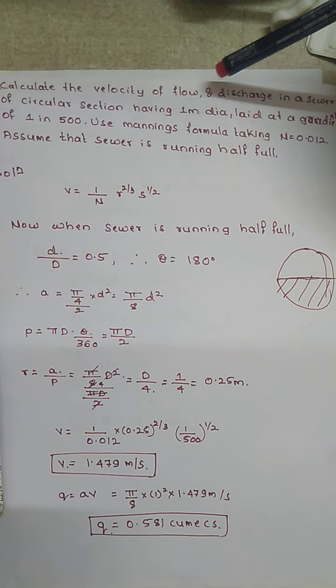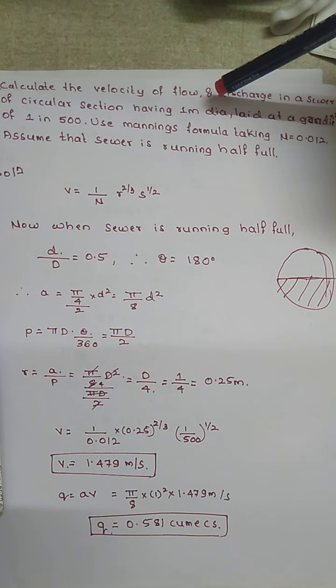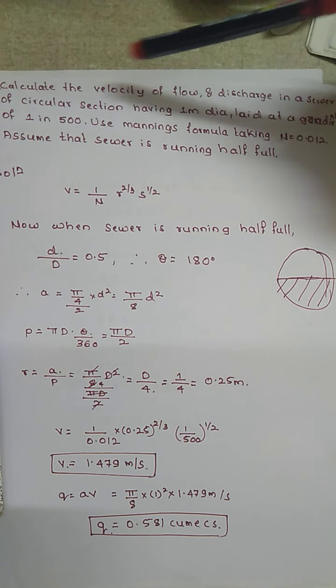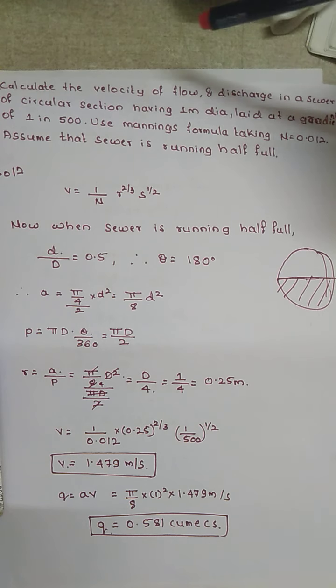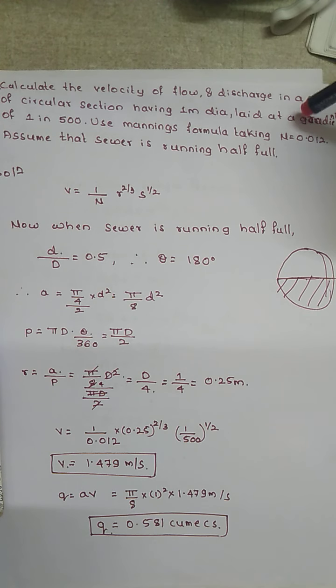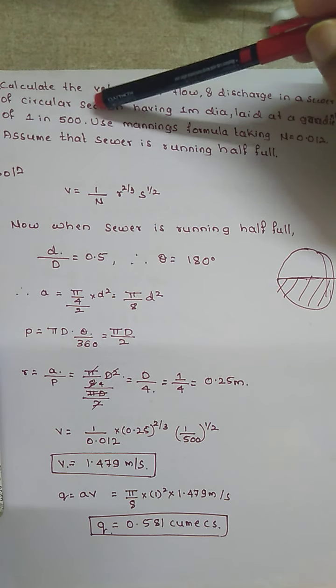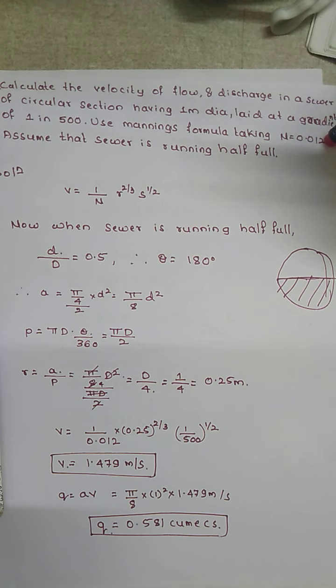Calculate the velocity of flow and discharge in a sewer of a circular section having diameter 1 meter. Okay, calculate the velocity of flow and discharge, that is V and Q, for a circular section which is going to have 1 meter diameter, laid with a gradient of 1 in 500, that is the slope is given. Use Manning's formula, n is equal to 0.012 has been already given to you. Assume that the sewer is running half full.